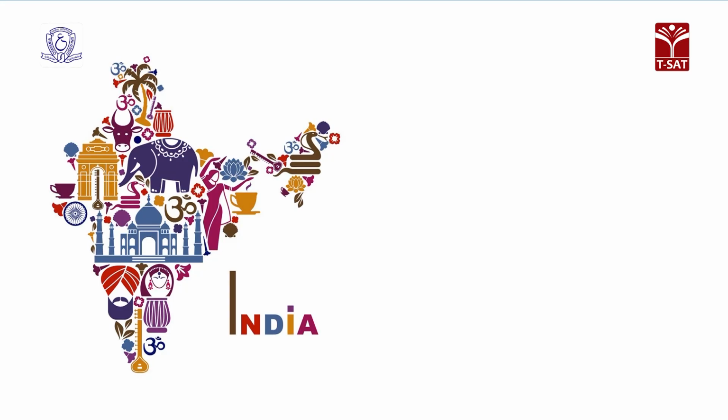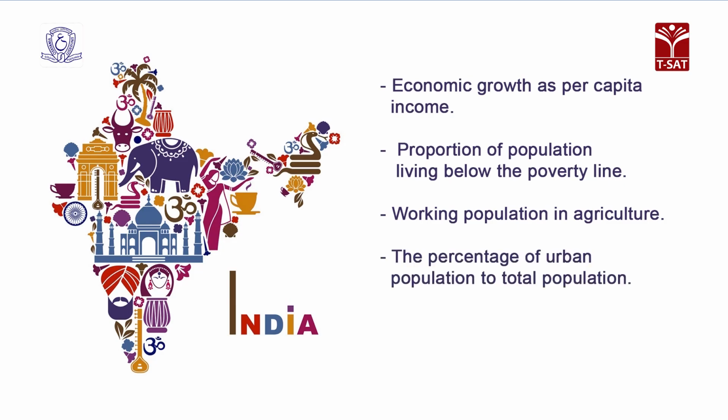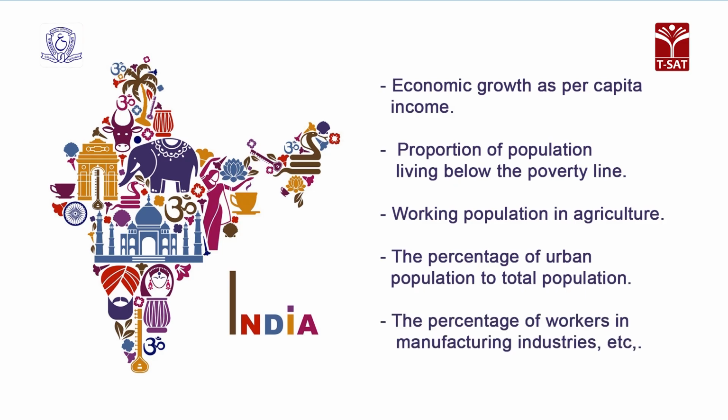Now let us start with the introduction. India presents wide regional variations in terms of indicators of economic growth, such as per capita income, the proportion of population living below the poverty line, working population in agriculture, the percentage of urban population to total population, the percentage of workers in manufacturing industries, etc.